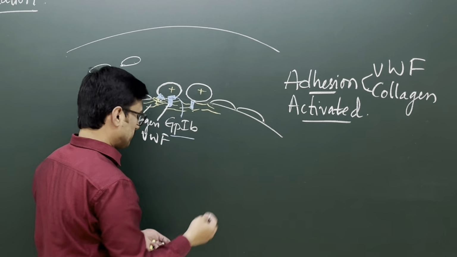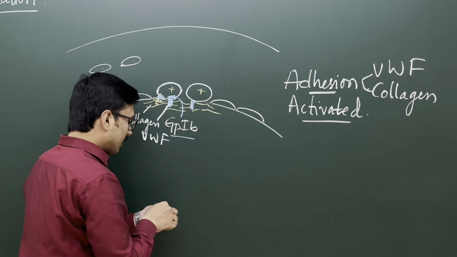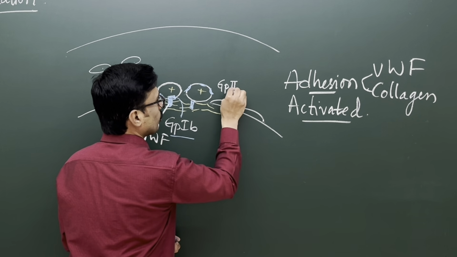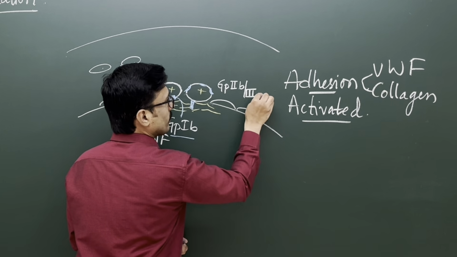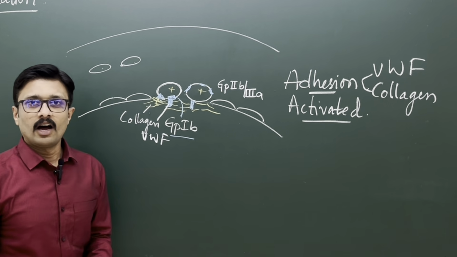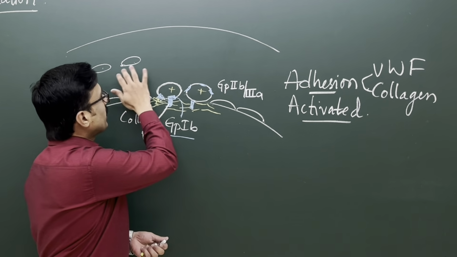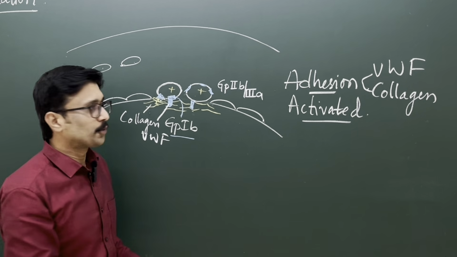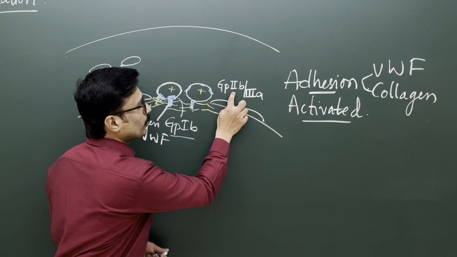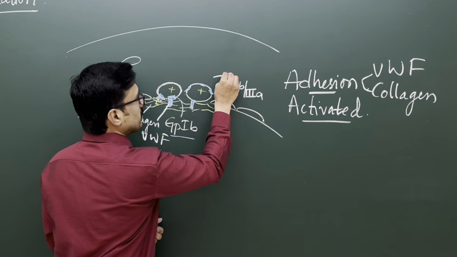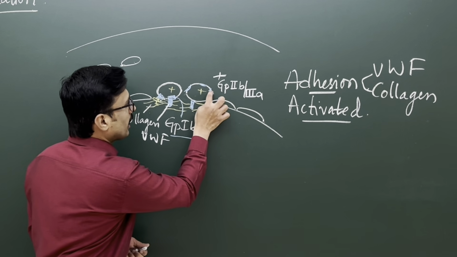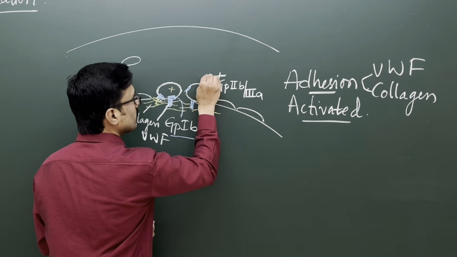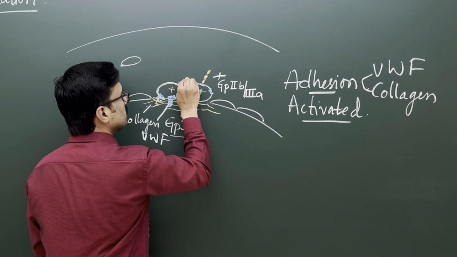What does activation mean? There are some glycoprotein receptors present over the membrane. In the previous lecture I discussed it is glycoprotein 2B3A. These receptors are in inactive form when the platelets are in circulation. But when the platelets stick to collagen or von Willebrand factor, these glycoprotein 2B3A receptors get activated. What is the role of this glycoprotein receptor present on the platelet? They can stick to the fibrinogens.